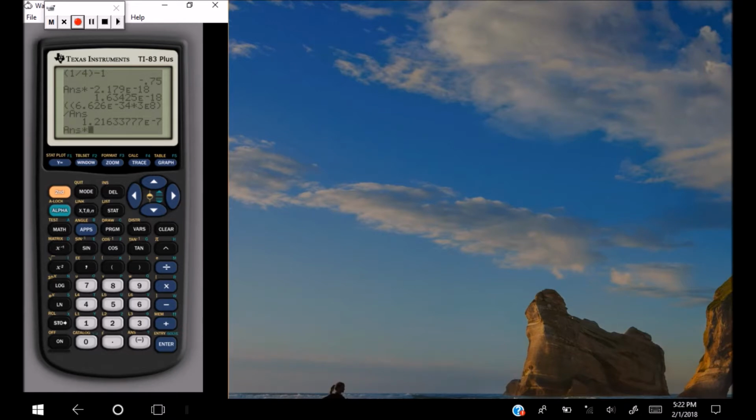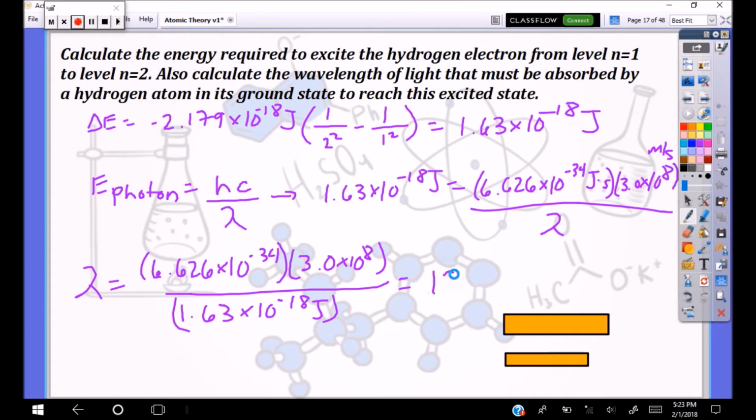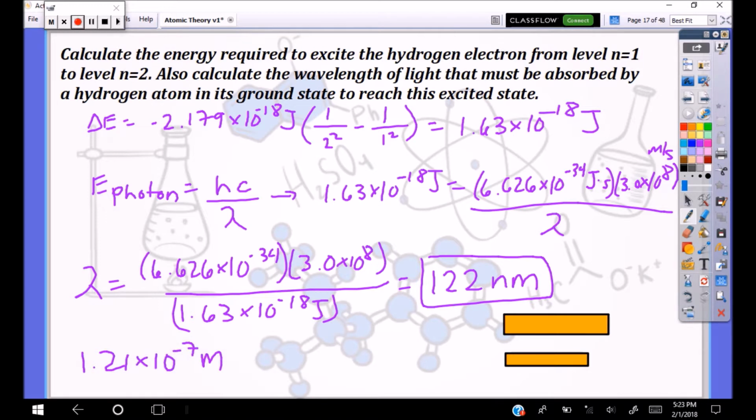If I multiply that by 1 e to the 9th, that'll give me my wavelength in nanometers. I'm looking at a wavelength of 122 nanometers. So again, what I did there, I had 1.21 times 10 to the negative 7th meters as my answer. I multiplied it by 1 times 10 to the 9th, and that put me at 122 nanometers. Okay, there we go.